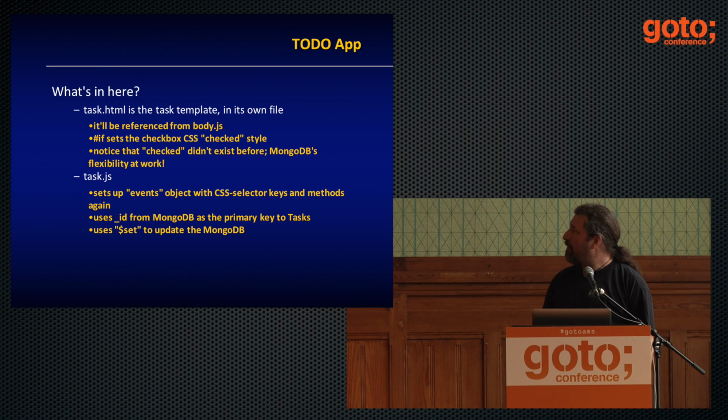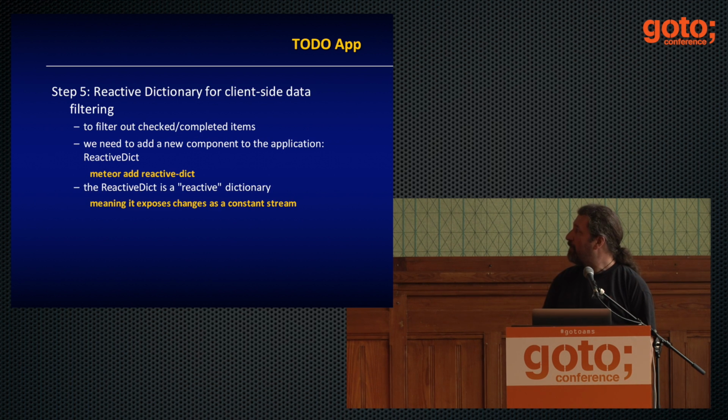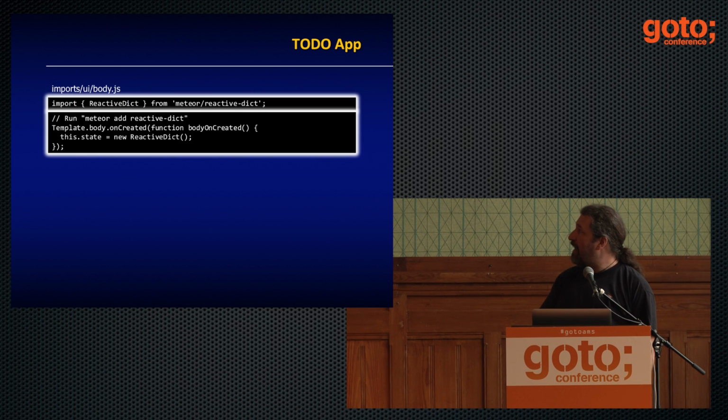And I think I already did that. Right? Task.html is the task template. I've now broken it out into its own file, broken it out into its own JS file. That's just to keep these things from getting too big. Now, if I want to actually filter, in other words, I want checked items to be removed from the view, I can set up a reactive dictionary. And notice in this case, I put it in this .state.